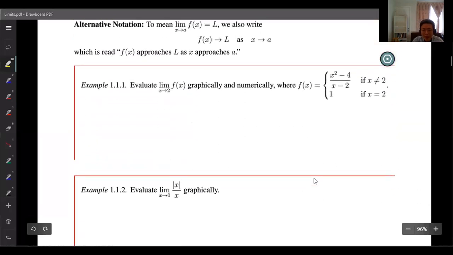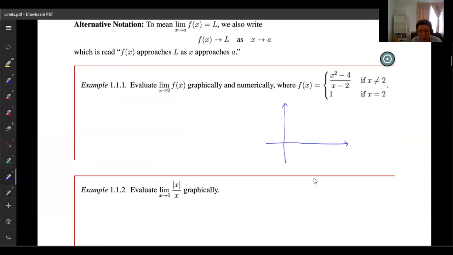So let's see. I have this function. You can graph it, use a calculator if you don't know how to do it manually. If you graph this function, what happens? This is a piecewise function, a piecewise defined function, something you learned from algebra or pre-calculus.